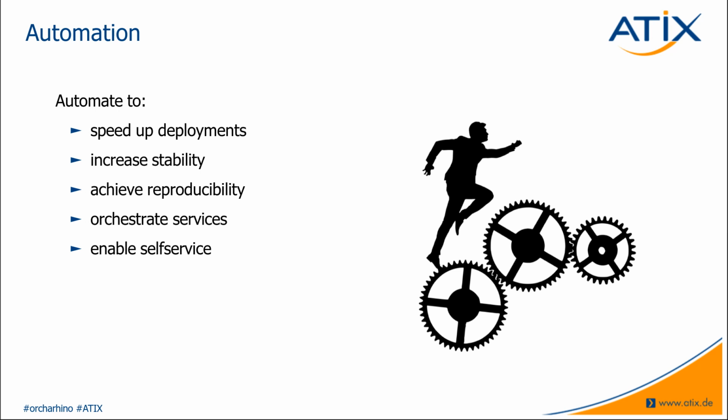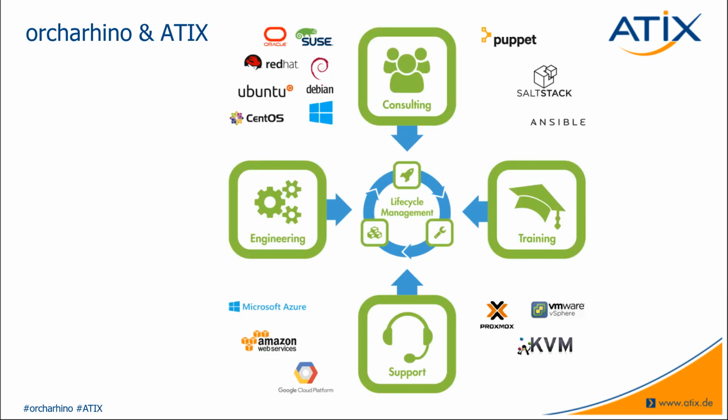Last but not least, automation enables you to obtain self-service. If you have to order a service from a different department via ticket or similar, it can take hours, maybe days, until the service is delivered and ready for you. With automation, you can do everything by yourself. So in general, it's just a question of a couple of minutes until your server is available.